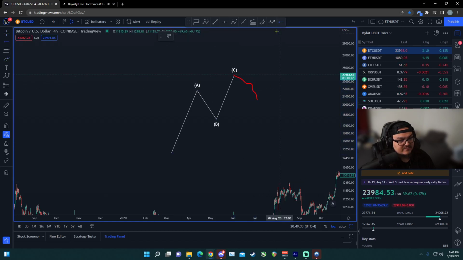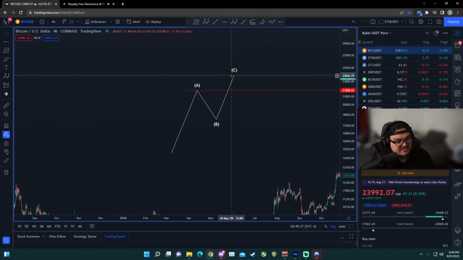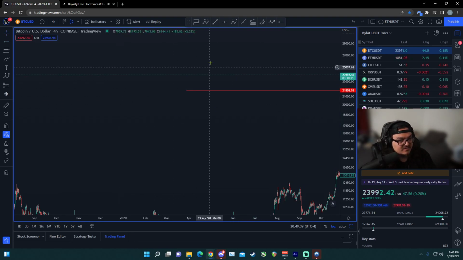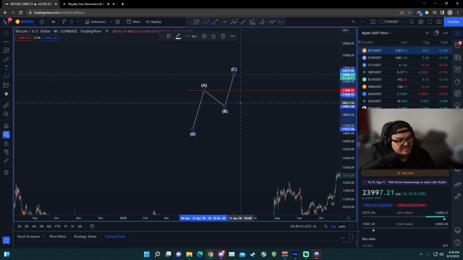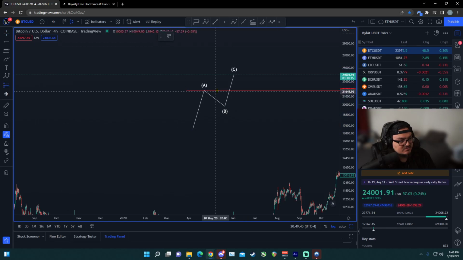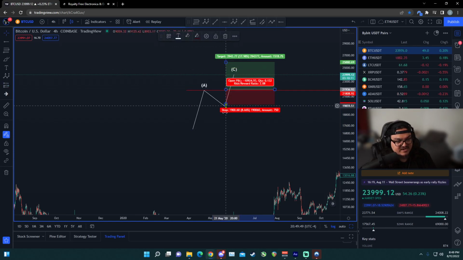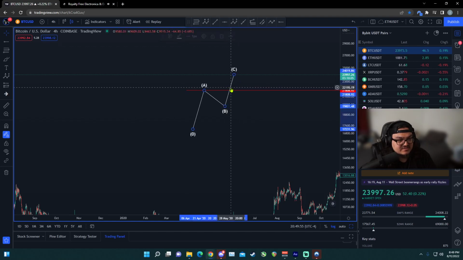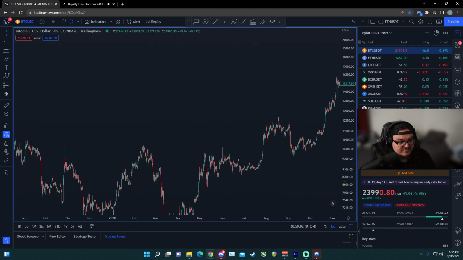you short on the way back down once you get back below the A. You're actually taking a long if price breaks through. So you're taking a long and you're looking to take profit at the next resistance. It depends on where that is. But that's just a basic introduction of what breakout trading is. So I'm going to change this line to green. I'm going to show you a couple places where you would be breakout trading.